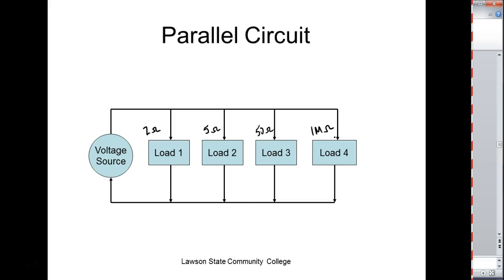So this is a parallel circuit. I've got a 2 ohm resistor, a 5 ohm resistor, a 50 ohm resistor, and a megaohm resistor. There's current flow through all those resistors. So we can't say current takes the path of the least resistance, right? You understand?